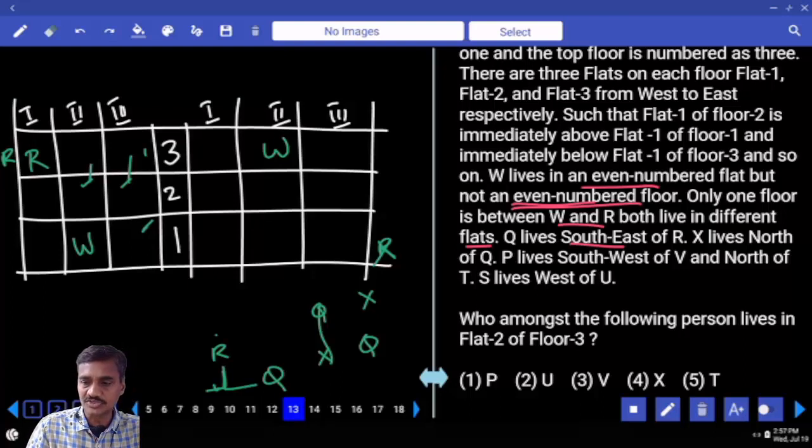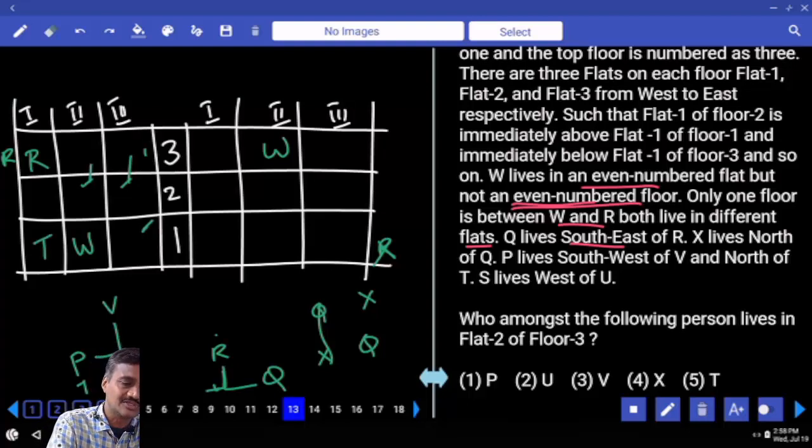And P lives to the southwest of V. Where is this P? P is to the southwest of V and north of T. That means T and P must be together like this, T and P, isn't it? Now P is to the northwest and V can be at any one of these 2 places. And there are 2 points. S is to the west of U. Hence we need to have 2 adjacent flats vacant.